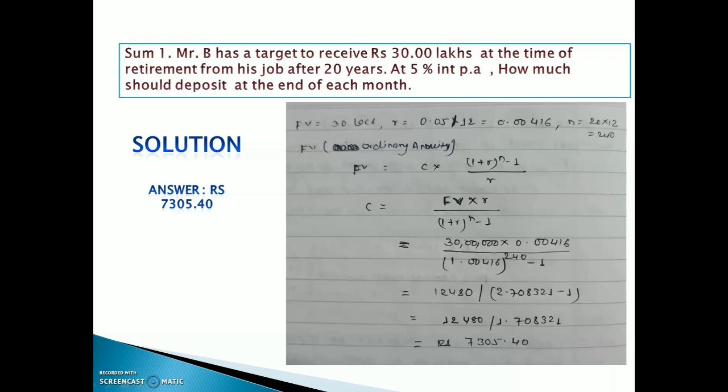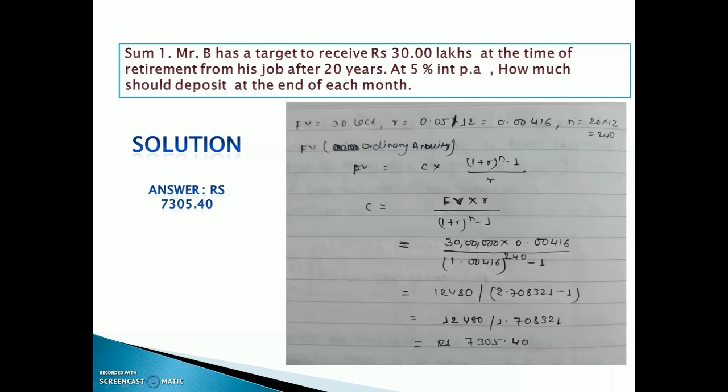From the problem, it is very much clear that Mr. B has a target. That means Mr. B is not going to receive it today. Mr. B is going to receive the sum of rupees 30 lakhs at the end of 20 years. This clearly means this is a future value.